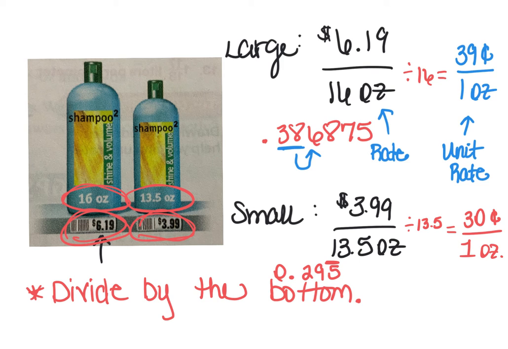So let me recap. We wrote a rate in order to find a unit rate. And a unit rate lets us compare 1 ounce or 1 unit of something. And we divided by the bottom, always, that's always the rule, to convert the rate into a unit rate. Now, why did I put ounces on the bottom instead of dollars?